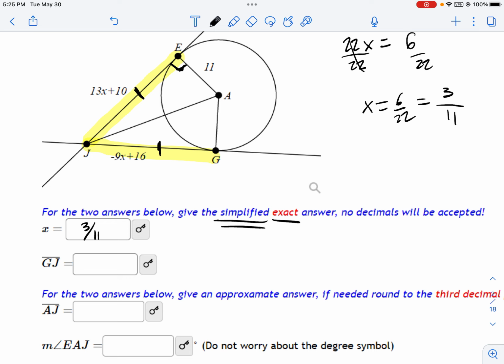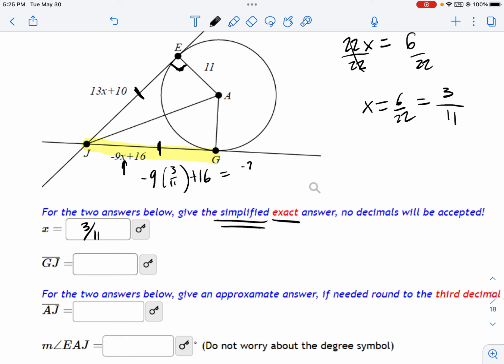Alright, now next it wants us to find the actual length of the segment G to J. Now it's going to be that little highlighted segment there at the bottom, right? G to J. So all we can do to find that, we have x, plug in x. So we have negative 9 times 3/11 plus 16. Now, if you're not confident with your fraction arithmetic, that's okay. You can whip out a calculator at this point.